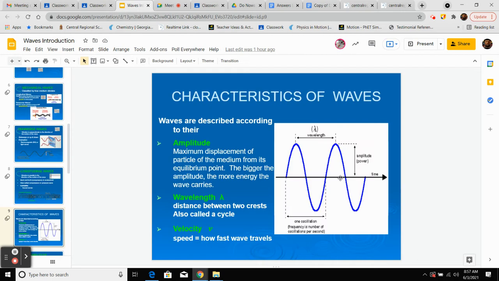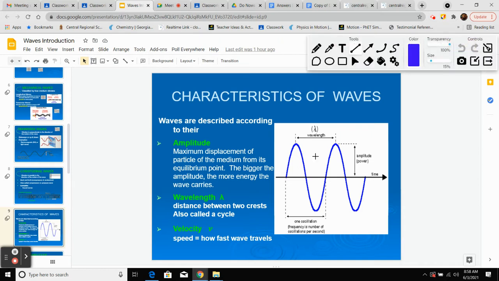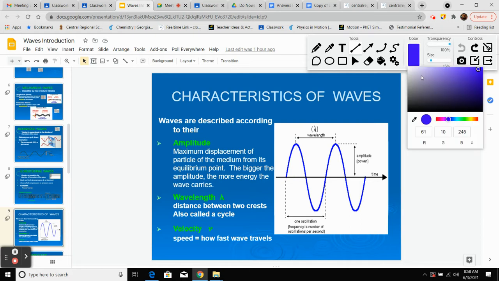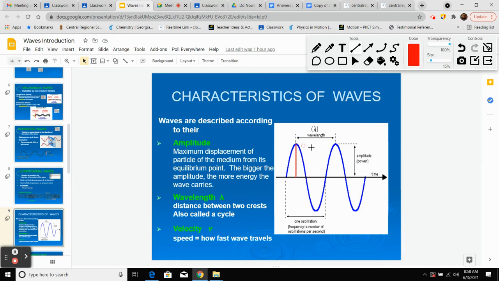Okay, these characteristics will again be asked in the concept builders. The amplitude can be from the resting position to a crest or resting position to a trough. I'm going to show this real quick. Right here, from here to the top, let's do a different color real quick. Let's show the red. Okay, so from here to here, that would be an amplitude.